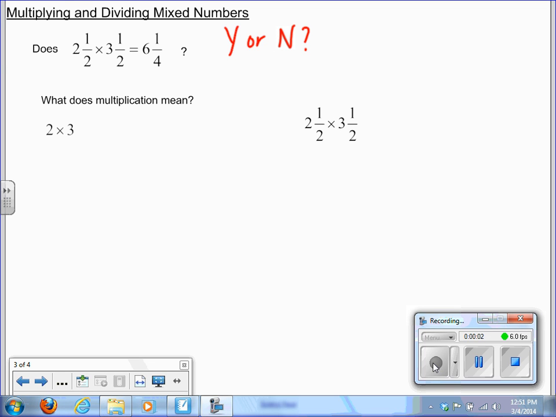Today is multiplying and dividing mixed numbers. Okay, today's date is March 4th.